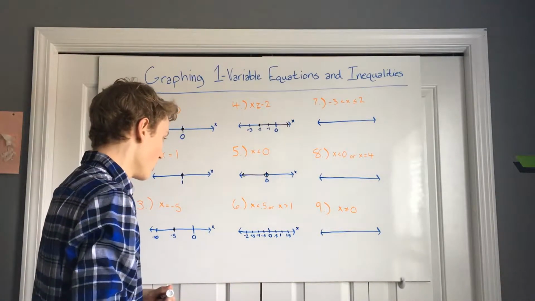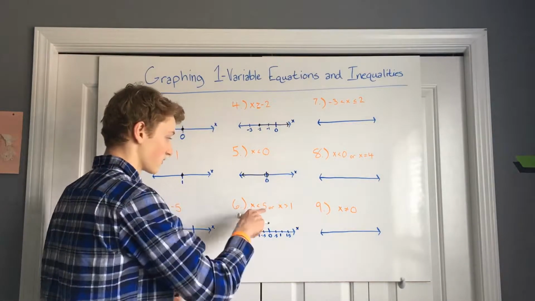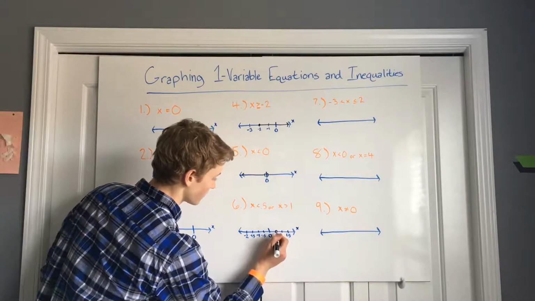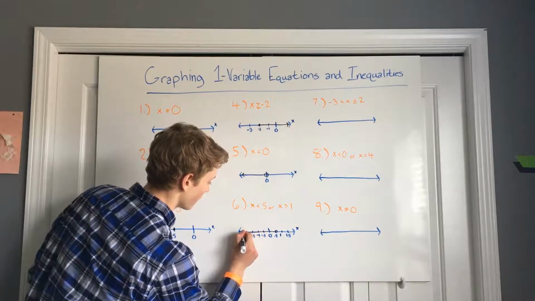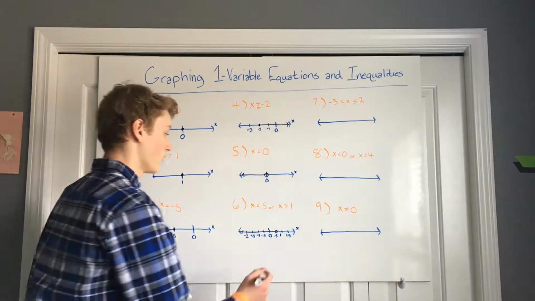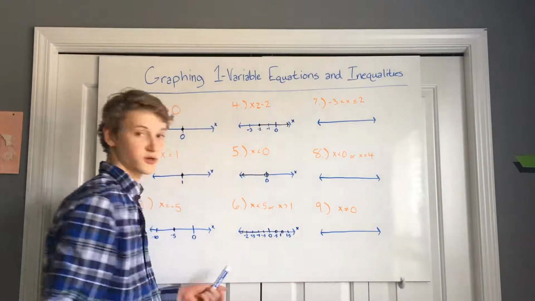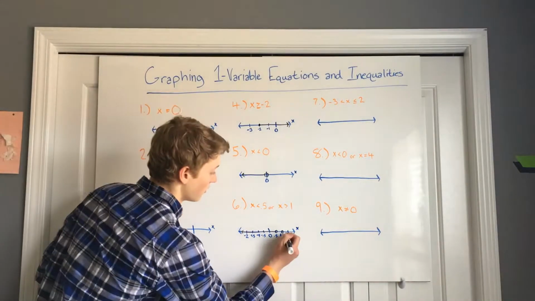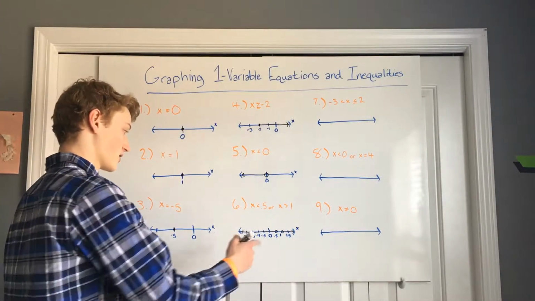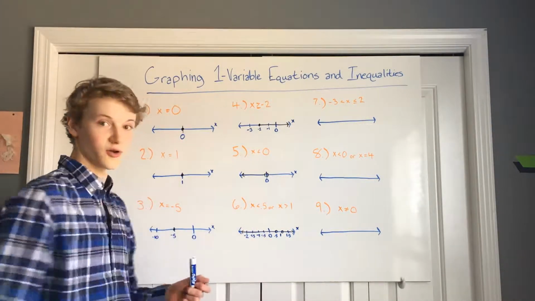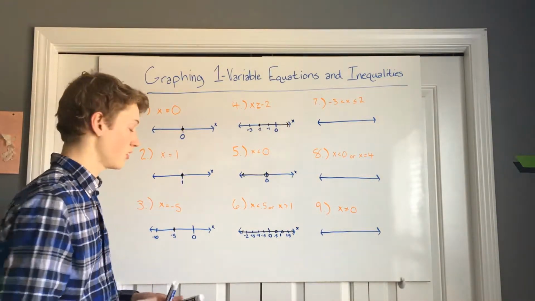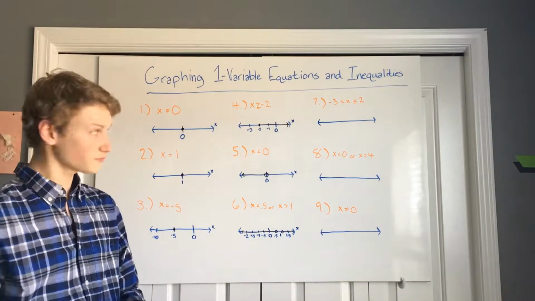So x is less than 0.5, so it can't equal 0.5. So that means open circle, and then we draw an arrow to the left. Or x is greater than 1, which means open circle because it's greater than, not greater than or equal to. And then I draw a line on like that. So x can be anything less than 0.5 or anything greater than 1. But it can't be anywhere between 0.5 and 1.